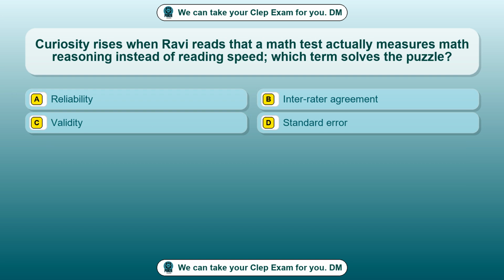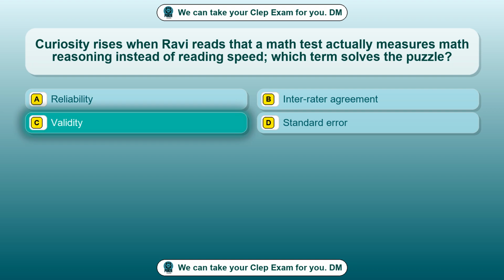Question 57. Curiosity rises when Ravi reads that a math test actually measures math reasoning instead of reading speed. Which term solves the puzzle? Option A, reliability. Option B, inter-rater agreement. Option C, validity. Option D, standard error. The correct answer is option C, validity.